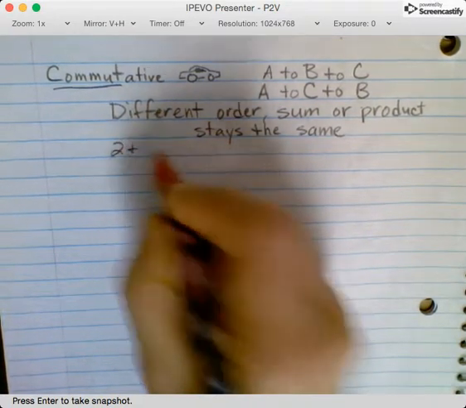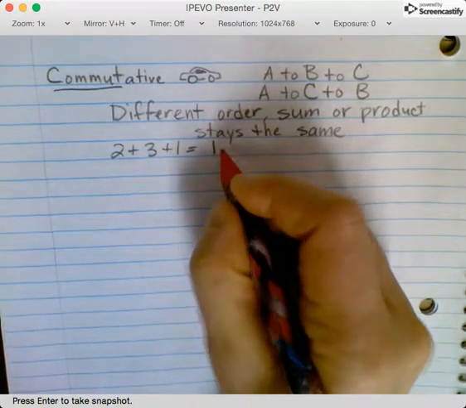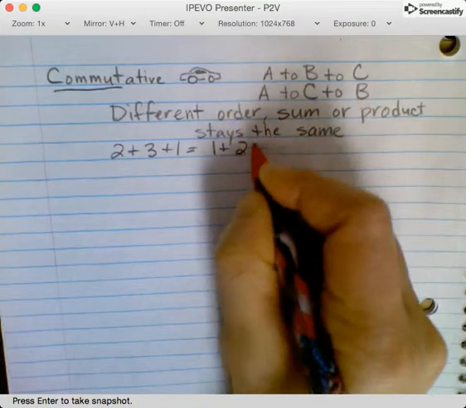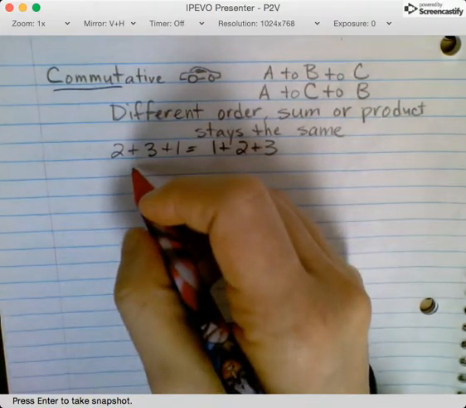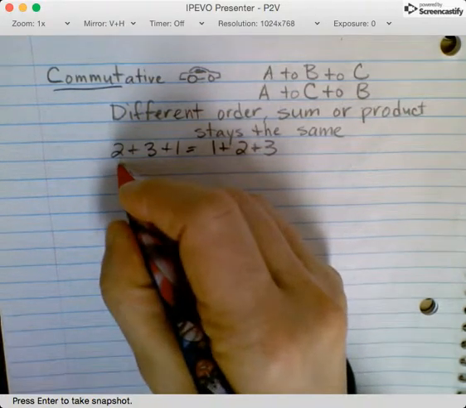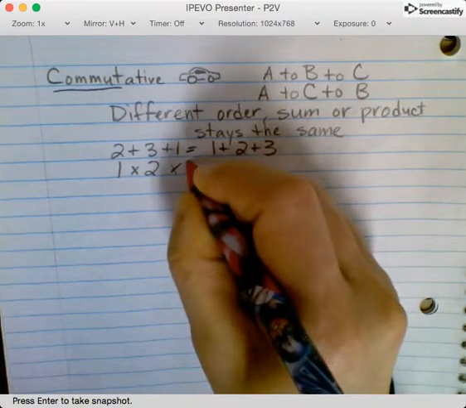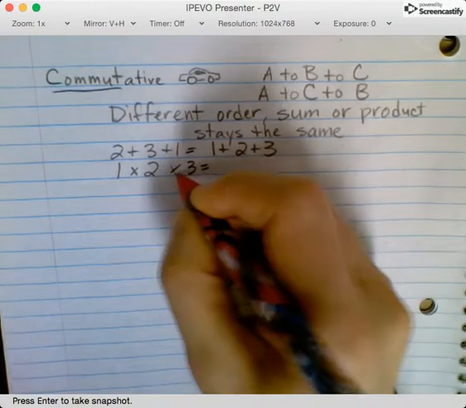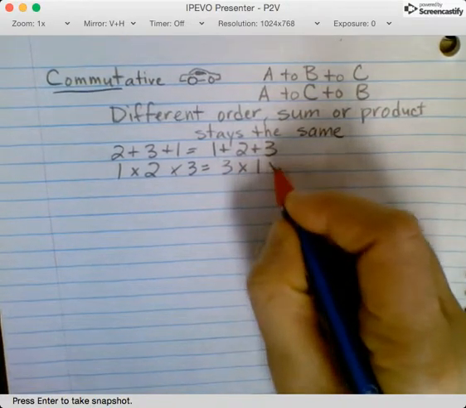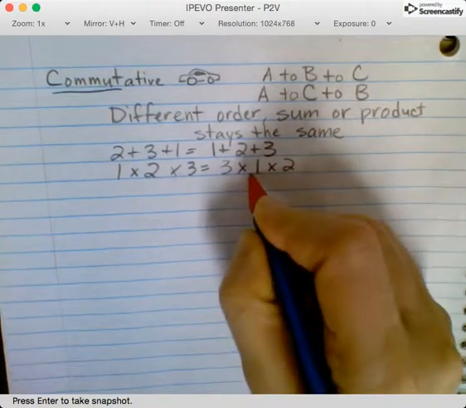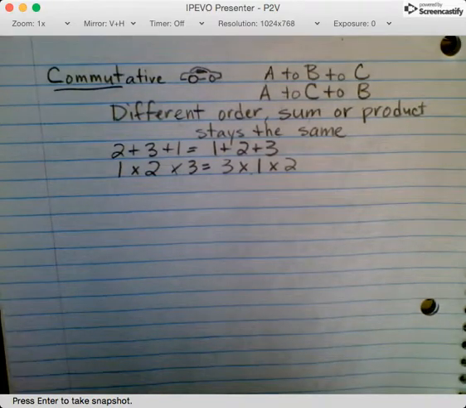So I could do 2 plus 3 plus 1, and that would still equal 1 plus 2 plus 3. Or with multiplication, I could do 1 times 2 times 3, which is 6. Or I could do 3 times 1 times 2. 3 times 1 is 3, times 2 is 6. So I would still get the same answer.